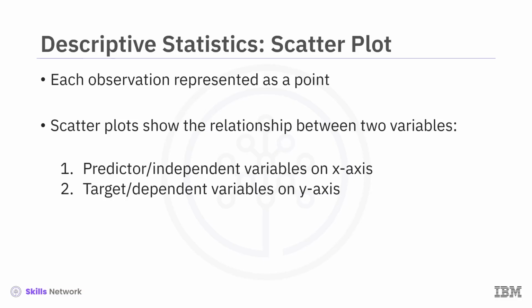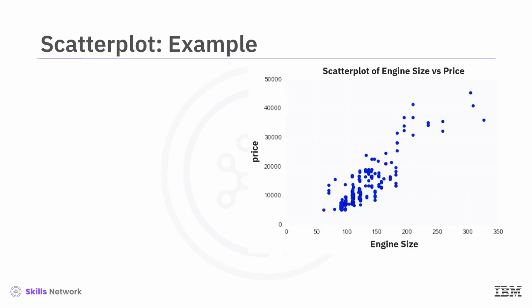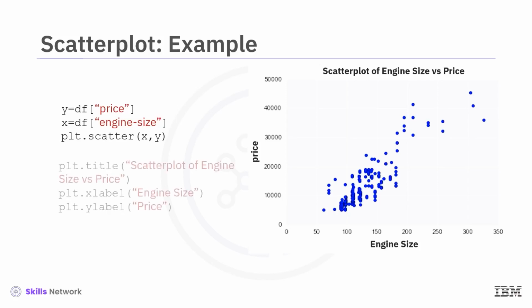In a scatter plot, we typically set the predictor variable on the x-axis or horizontal axis, and we set the target variable on the y-axis or vertical axis. In this case, we will thus plot the engine size on the x-axis and the price on the y-axis. We are using the matplotlib function scatter here, taking in an x and a y variable. Something to note is that it's always important to label your axes and write a general plot title so that you know what you're looking at.